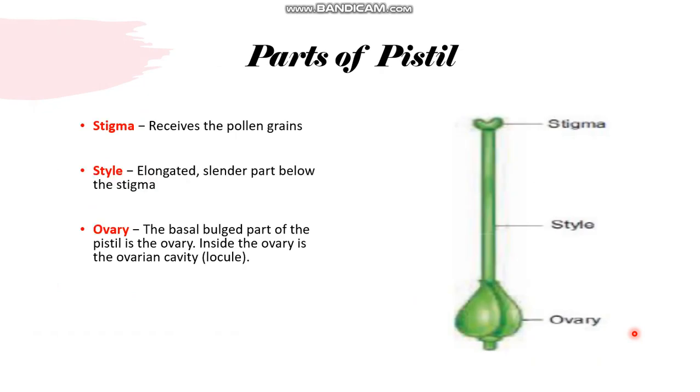A pistil has three parts. First, at the top is the stigma. It receives the pollen grain, and the pollen grain germinates over the stigma. Then there is a long tube, and that tube is known as style. Through the style, the pollen tube travels downward towards the ovary. Ovary is the basal swollen part of the pistil. Inside the ovary there are locules, chambers, and inside these chambers ovules are present, which are attached to the wall of the ovary by means of placenta.